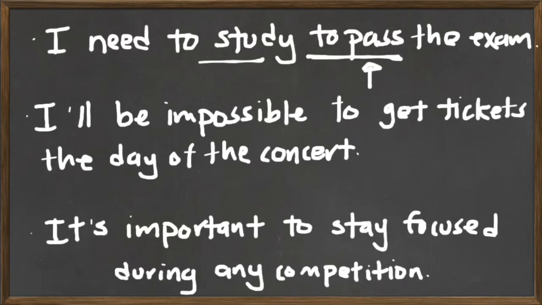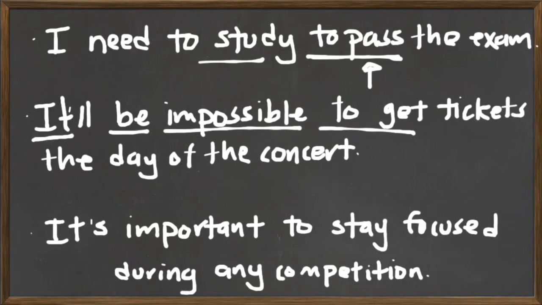In example number two, actually, it should be: it'll be impossible to get tickets the day of the concert. Remember that expression? It plus the verb to be plus an adjective. So I'm stating here that it's not possible to get tickets the day of the concert. You have to buy them before.